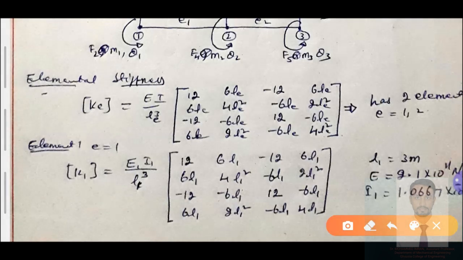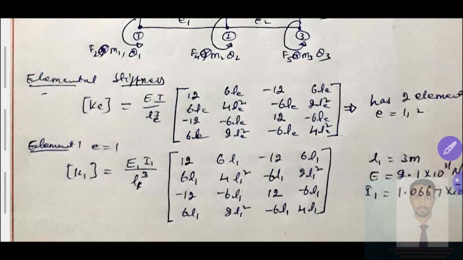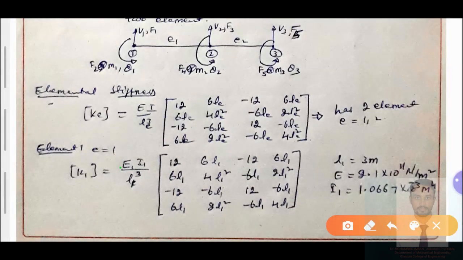Now I will consider element number 1. Then K^e becomes K1, E^e becomes E1, I^e becomes I1, L^e becomes L1 cubed, and the rest of the values are similar. I will copy this from the matrix and substitute the values of Young's modulus, moment of inertia, and length of element number 1 for a beam element. L1 is 3 meters, so substitute L1 as 3 cubed, and Young's modulus E is 2.1 × 10^11 Newton per square meter.